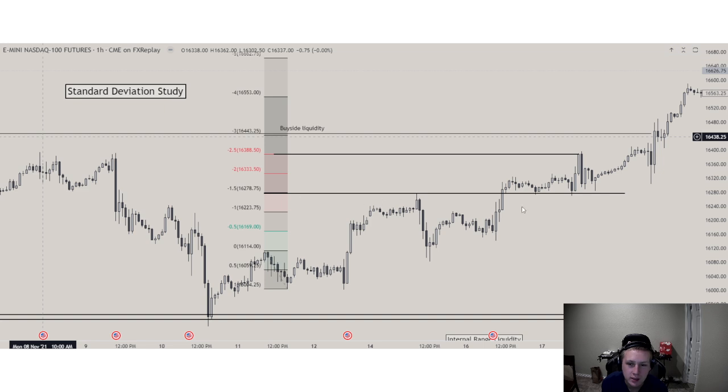And look at the sensitivity to these levels. -1.5 hit perfectly. Then we reaccumulate right there. -2, -2.5, possible area of reversal or short-term retracement. We end up having a short-term retracement there. And look at -3. Very nice standard deviation projections from this first retracement.